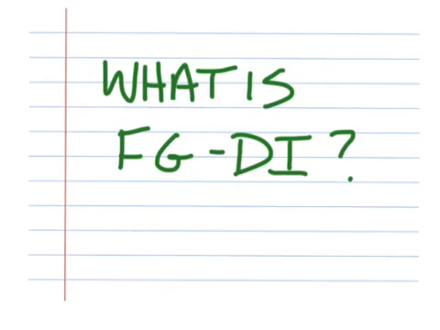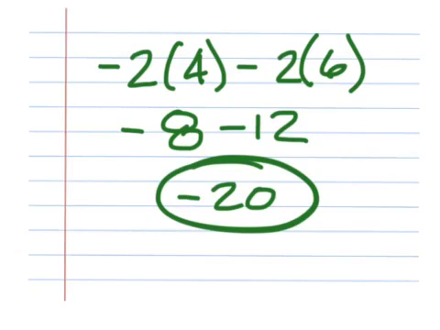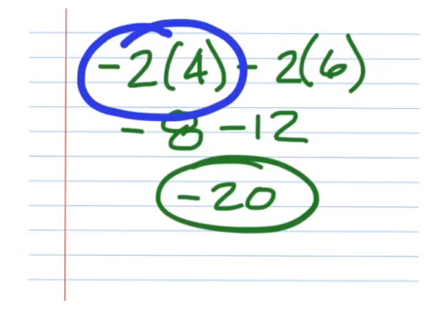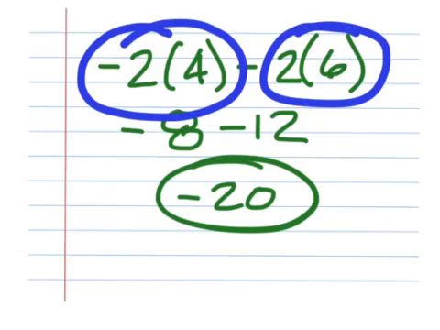What is FG minus DI? Should be negative 20. That's a negative 2 times 4 and minus 2 times 6. Negative 8 minus 12 should be a negative 20.